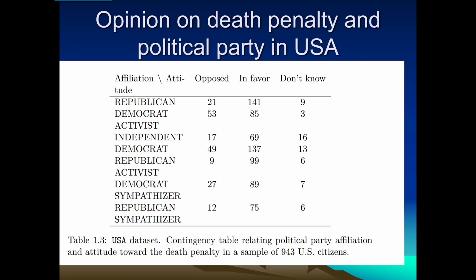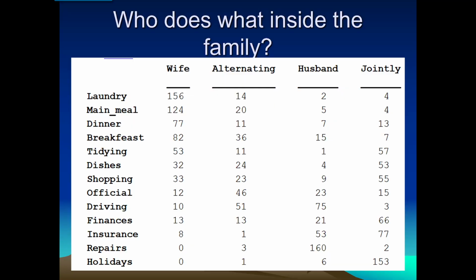And then opinion on the death penalty and political party in the USA. These are real data. If you are Democratic or Republican, each person has been asked: are you in favor, are you against, or you don't know? So how political belonging matters in the political opinion about the death penalty.